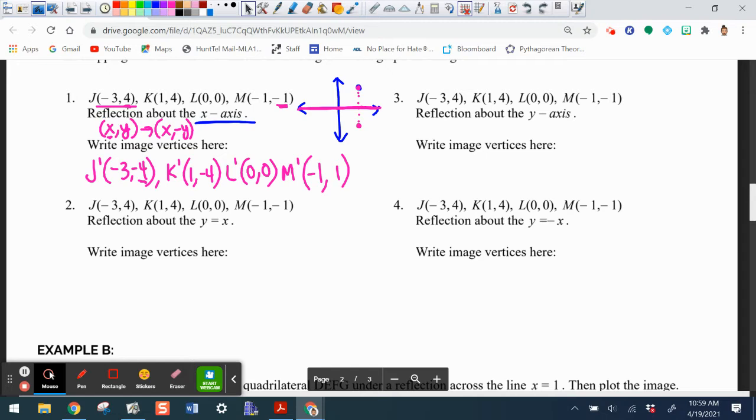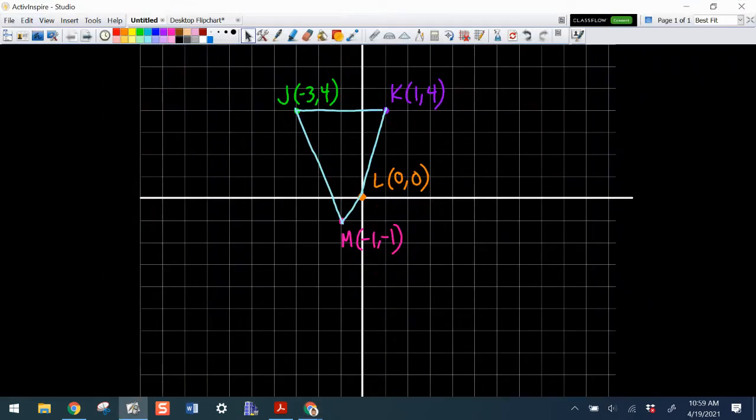Okay, so another way to approach this is to really understand what we're doing when we perform a reflection. So let's take a look at item 1. I went ahead and graphed the pre-image, J, K, L, and M. And so our task is still the same for item 1. Our job is to reflect over the x-axis, which is actually this line right here. So in a reflection, one of the easiest ways to handle it is to ask yourself how far is that pre-image point from the line of reflection.